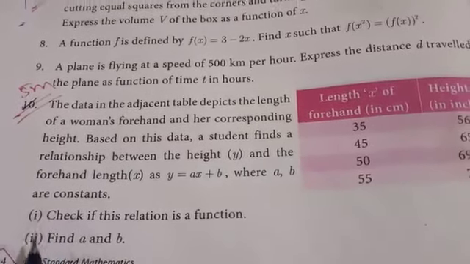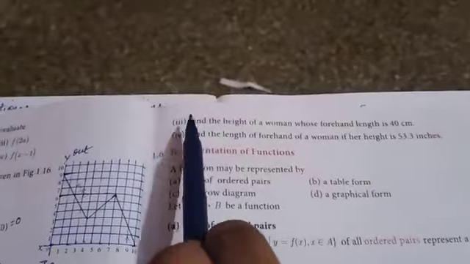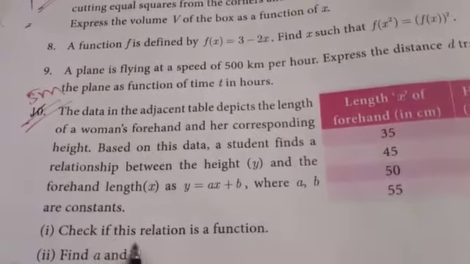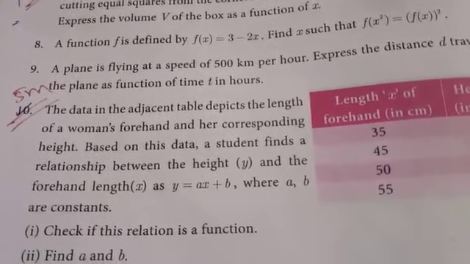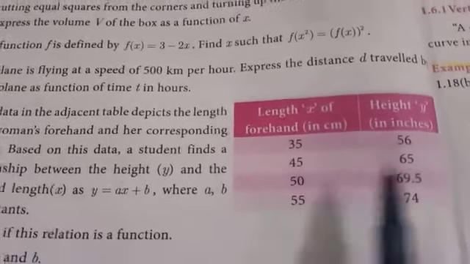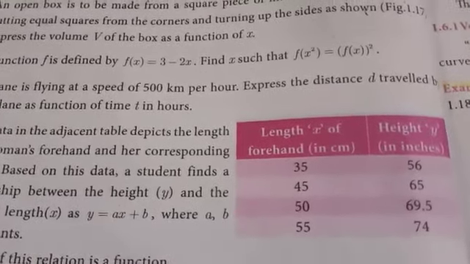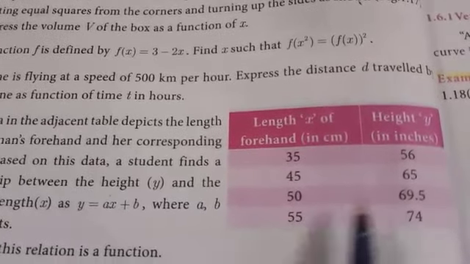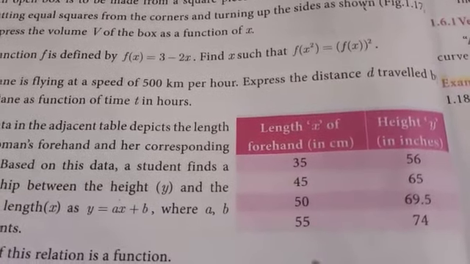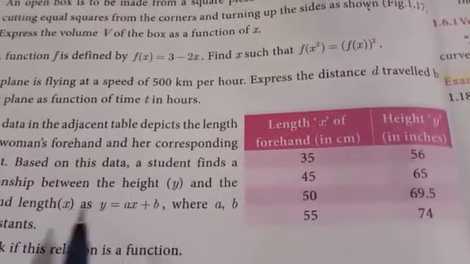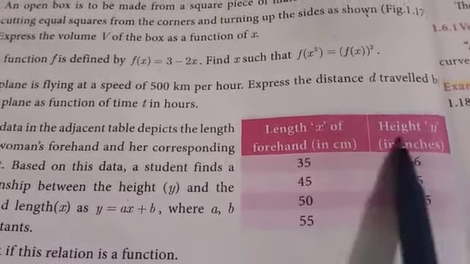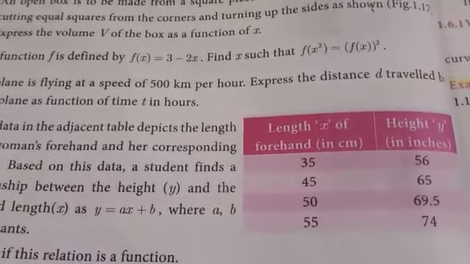Under this we have four subdivisions. The first subdivision is to check if this relation is a function. How do we check whether it is a function? To be a function, every element of x and y must satisfy this equation.